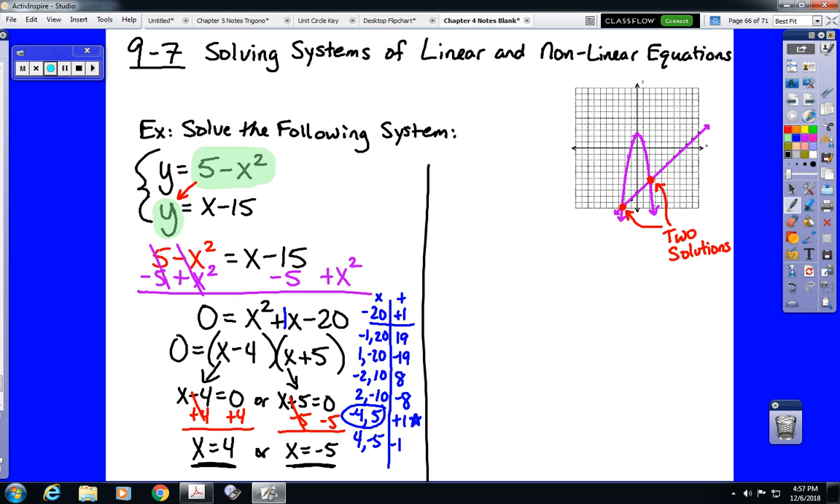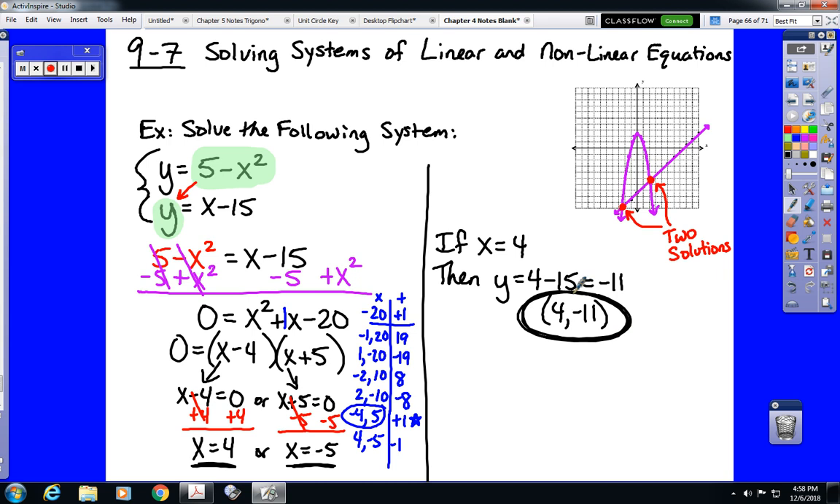Now, from there, what we need to do is figure out the y value that is associated with each of these x values. So we start off with x equals 4. The way we find the y value is we say to ourselves, if x is equal to 4, then I can take that 4 and plug it into either one of these equations. I would use the bottom one because then you don't have to deal with the exponent. It should be simpler. So we're going to put that 4 in right here for x, which would be 4 minus 15, or negative 11. That means our first answer is the point 4, negative 11.